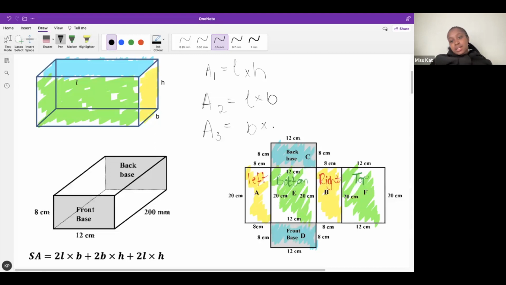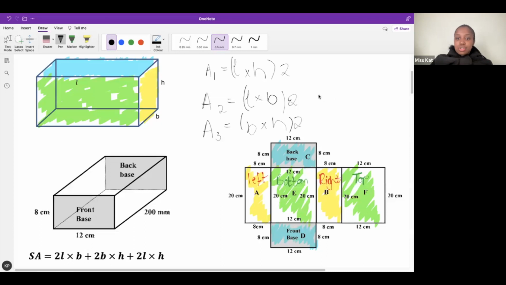breadth times height. But we said there's 2 of each. That's where the 2 times the length times height, and 2 times the length times breadth, and 2 times the breadth times height come from. Yes, Saneliso, beautiful. Okay, because there's 2 of each of these rectangles, we multiply all the individual areas by 2.